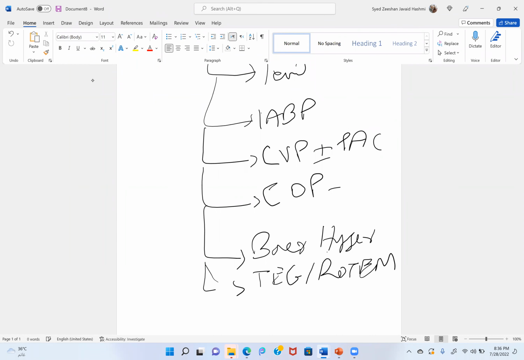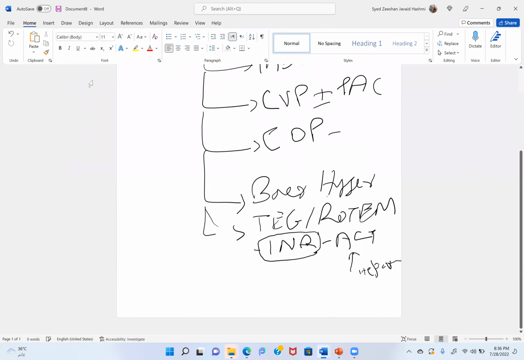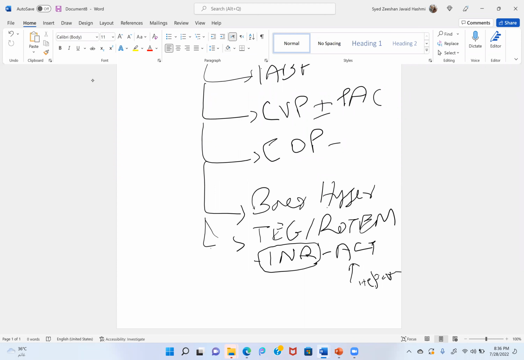Just a second. One more thing. In addition to TEG, ROTEM, you need INR. Because there is a bedside INR machine, which measures the INR. And ACT. Yes, ACT, because you are using heparin. For heparin, ACT is required. Then what else? Very good. Urine output. Cell saver, sir. Cell saver. Urine output, yes.